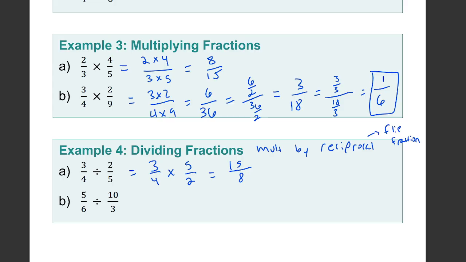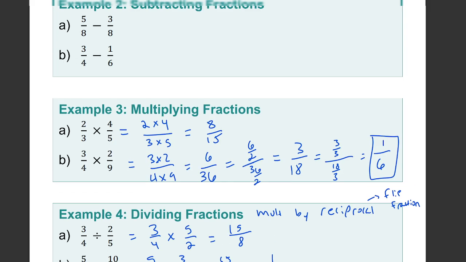And in the next one, this is the same thing as doing 5 over 6 times 3 over 10. Okay, and then I get 15 over 60. And again, this actually reduces to 1 over 4. 15 goes into 60 4 times. All right, so that is multiplying and dividing fractions.